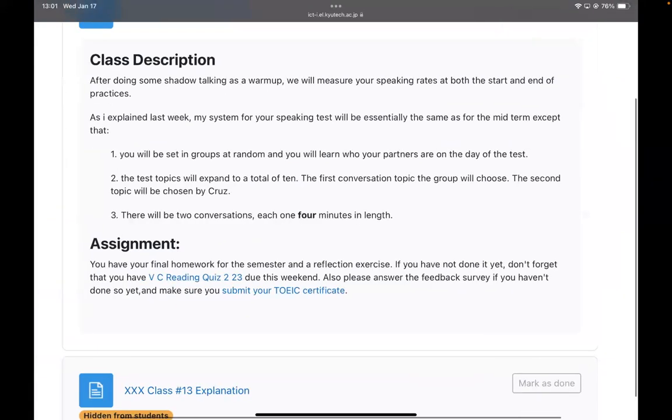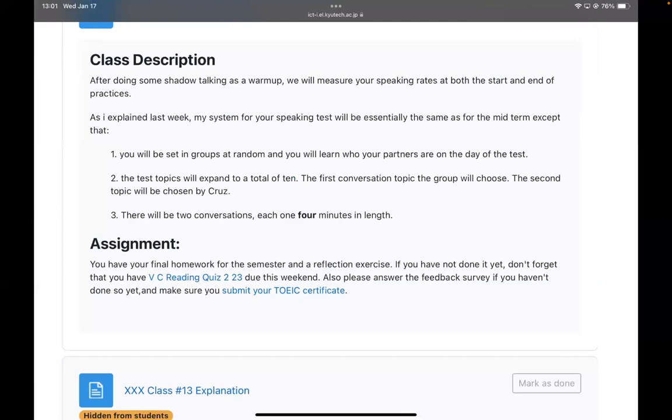Number one, you'll be set in groups at random. So you won't have a choice about who you're going to be speaking to. You have to be ready to speak to anybody that I assign you to, and you will find out only on the day of the test who those people will be. We'll still be sitting here in the corner. There'll be marked seats that say A, B, C, or D, and I'll watch your interaction.